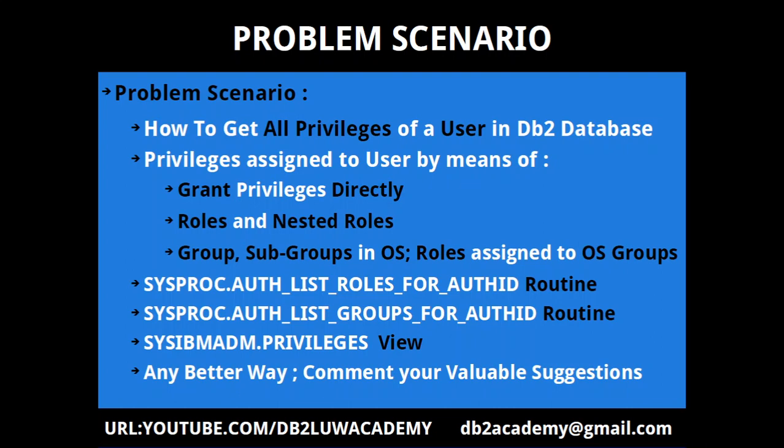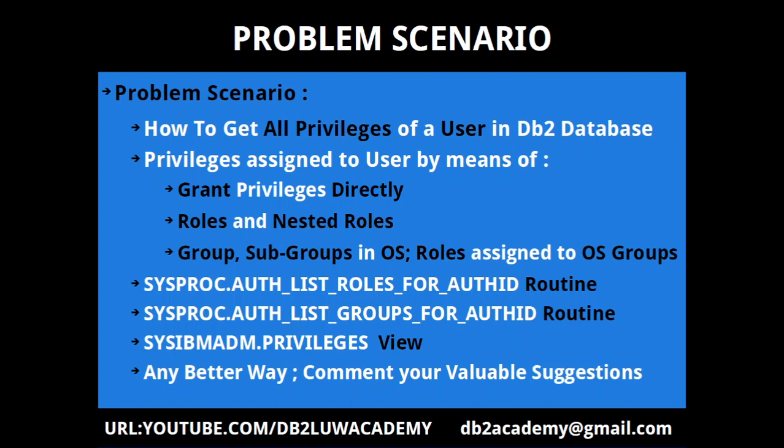Similarly, there are subgroups. I'm not sure about nested groups, but there is a main group and there are supplementary groups. You can assign privileges to supplementary groups as well, and I think it will reflect as well. You can also assign roles to OS groups, by means of which the end user can acquire privileges. So these are indirect methods, and there are direct methods.